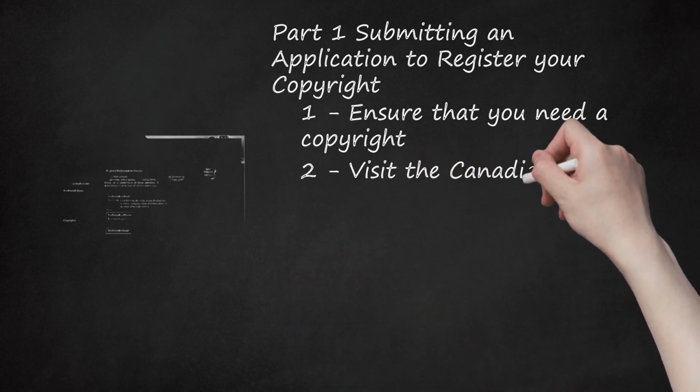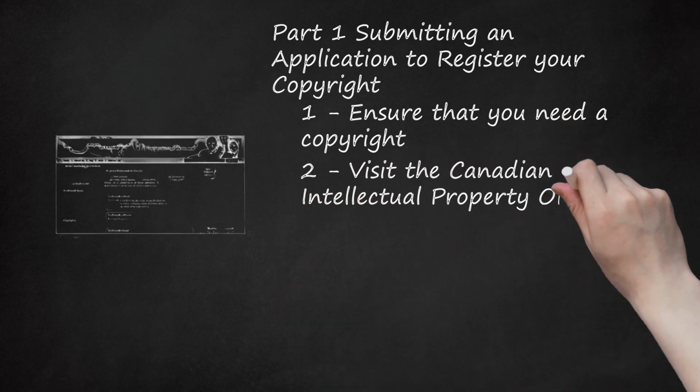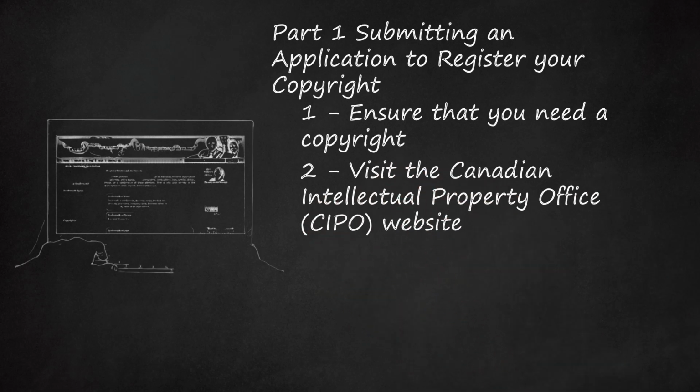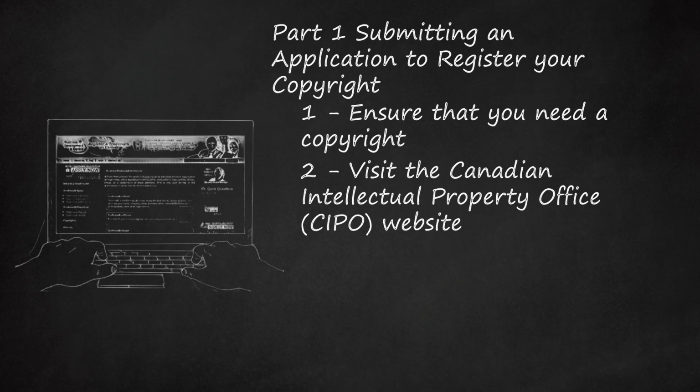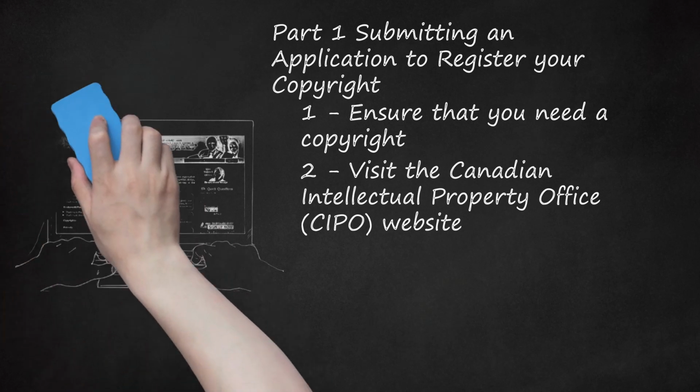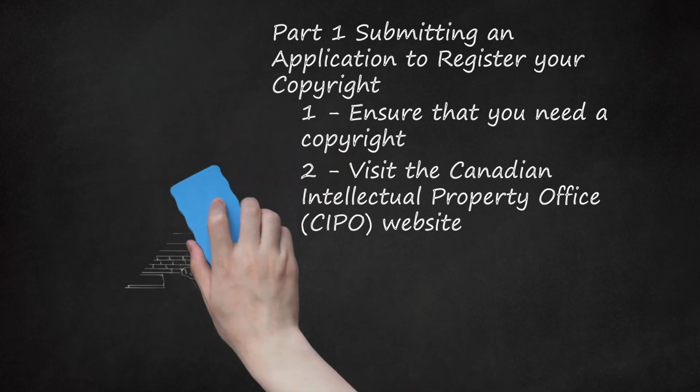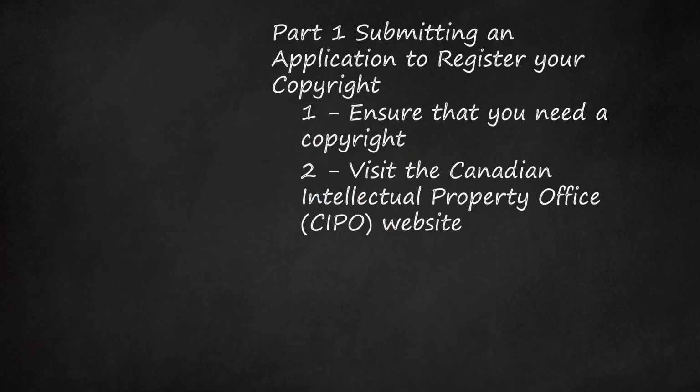2. Visit the Canadian Intellectual Property Office, CIPO, website. Nearly all of the Canadian copyright registration process is carried out online, through the CIPO website. This site contains all of the relevant information for filing a copyright in Canada.